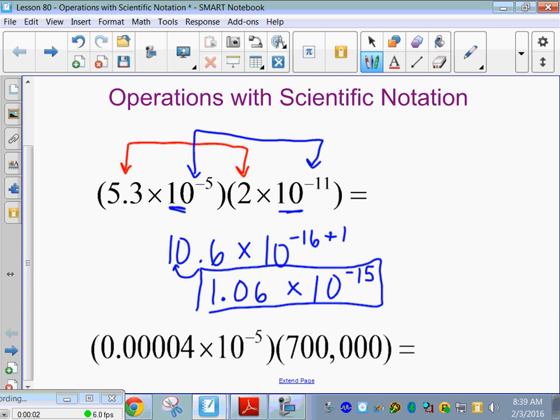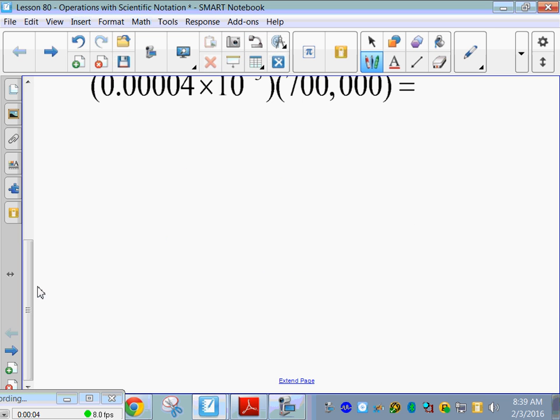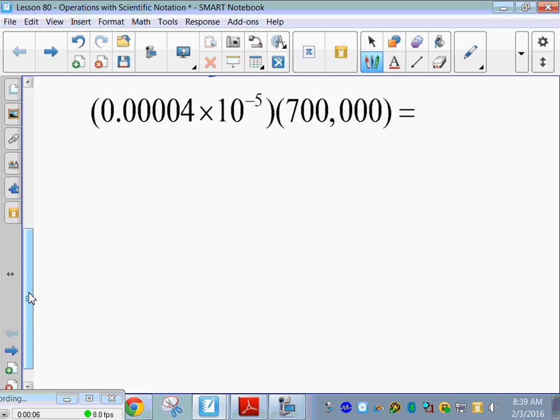All right. So go ahead and write this one down. What if when we start, it's not in scientific notation? Go ahead and write this down. Some of you guys are just chilling here. Write the problem down. You need it in your notes. Okay? 0.00004 times 10 to the negative 5. And then we're multiplying by 700,000.